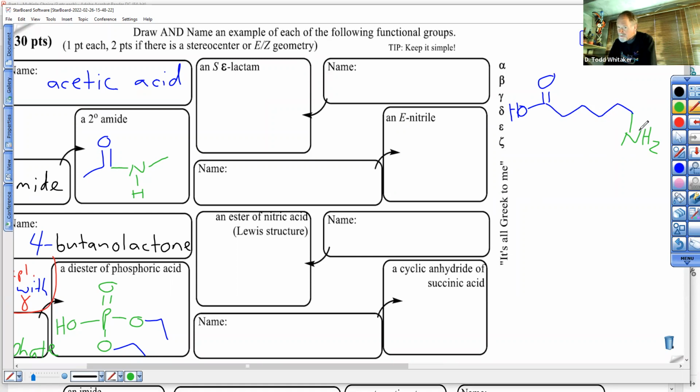There's going to be a stereocenter involved too, because I want you to make it an S epsilon lactam. Lactam, sorry. Lactam, not lactone. And remember, if you start over here with one more carbon, you've already got a stereocenter. And you can name it after this parent molecule.